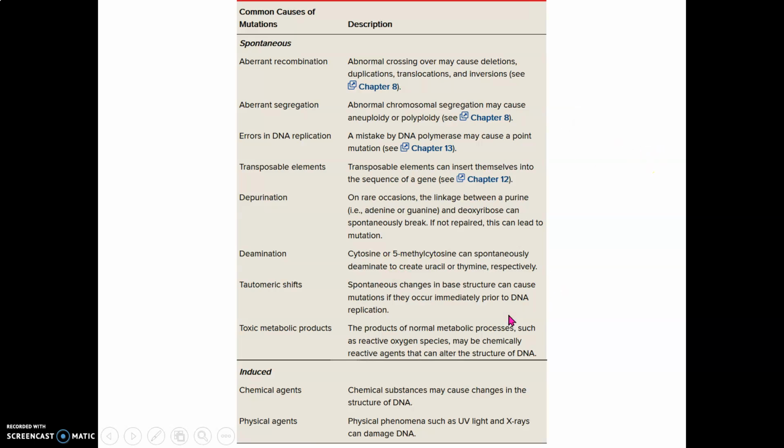Okay? Now, within those two, spontaneous and induced, there are still a lot of things that fall under it. So here you see a host of ways that we can introduce spontaneous mutations. And then we're also going to talk about, even though we only list two here, chemical and physical for an induced mutation, there's still different ways in which it can occur.